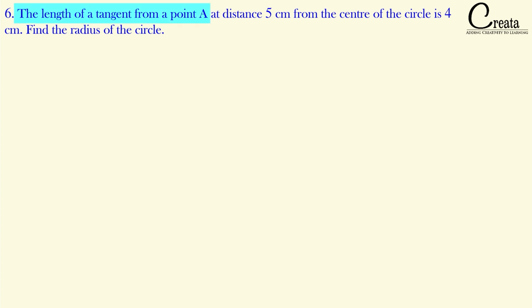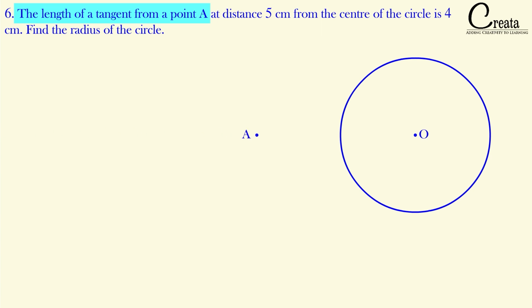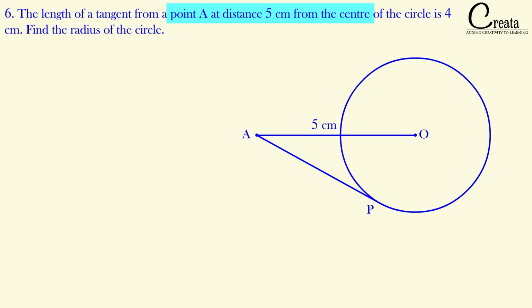In the question it is given length of the tangent from a point A. So we have a circle and we also have a point A from which a tangent is starting. Point A is at a distance 5 cm from the center. So this distance will be 5 cm. Of a circle is 4 cm. Here this 4 cm is the length of the tangent. Okay, so this is the tangent and the length of the tangent is given as 4 cm. This is the radius and we have to find the radius of this circle. So this is the question.